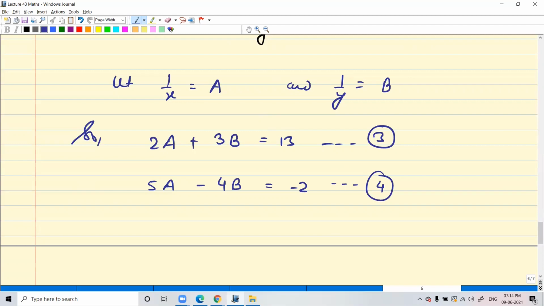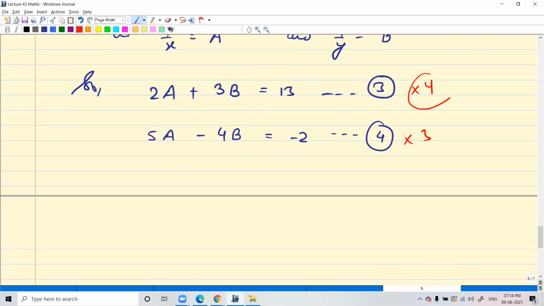So I will eliminate b from here. For that, what will I do? There is a 3 and a 4, right? So I will multiply the third equation with a 4 and the fourth equation with a 3, so that this will become plus 12 and this will become minus 12.